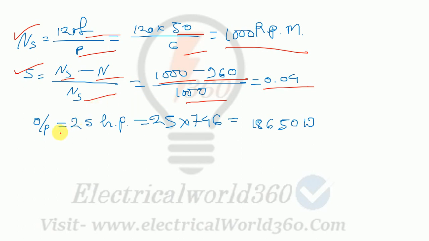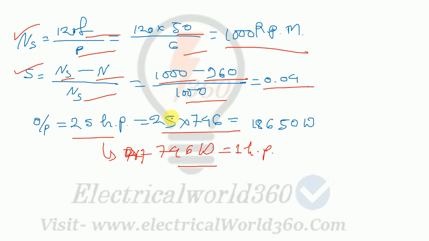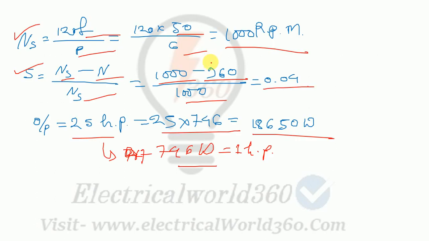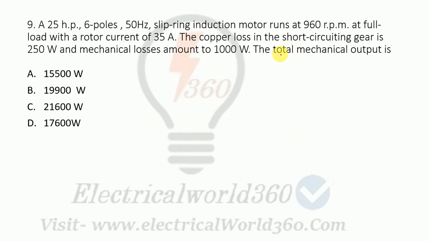So the output power, that means it will be 25 horsepower. So as we know, 746 watt is equal to 1 horsepower. So that's why we have multiplied 25 with the 746. So the answer will be 18650 watt. This is the output. So here we need to find out the total mechanical output.